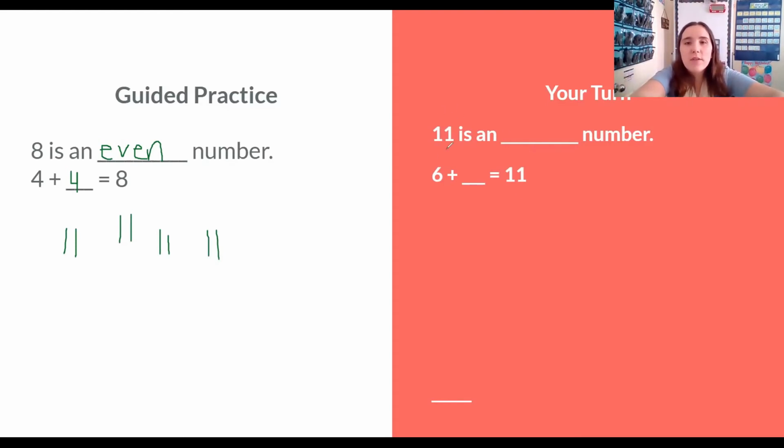See if you can tell, is 11 even or odd? And 6 plus what equals 11? See if that helps you. Okay, so let's see. I'm going to make pairs. 1, 2, 3, 4, 5, 6, 7, 8, 9, 10, 11. This guy does not have a pair, so that means 11 is an odd number. Another way I can check is I know that 6 plus 5 equals 11, and 6 and 5 are not the same number, so it's not equally split. That means it is an odd number.